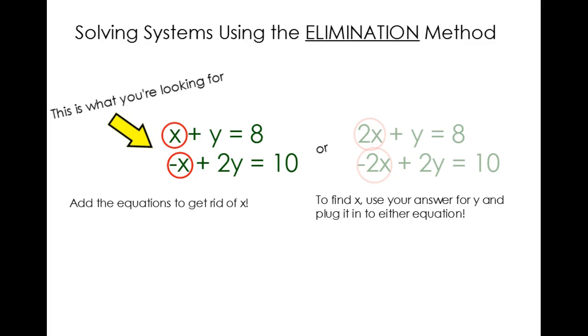Okay, so if you see the big yellow arrow, that is what we're looking for when we have a system of equations that would be very easy to use the elimination method on. The elimination method is sometimes called the addition method because you are adding two equations together in order to get rid of one of the variables.